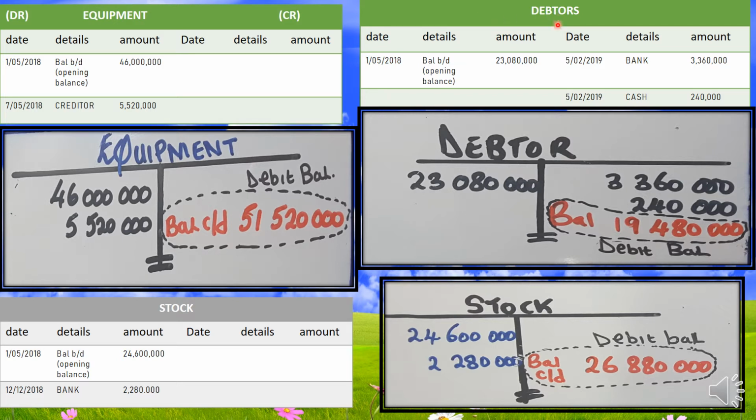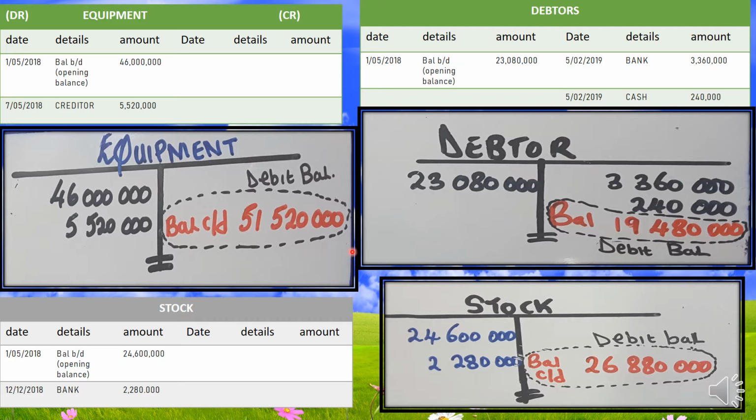Look at this debtors account. It shows that there were some transactions which were recorded on the debit side, and we also have some transactions which were recorded on the credit side. So we must look for the balancing figure. If you extract them, I have my value here, and I also have the other value here. So I look for the balancing figure.